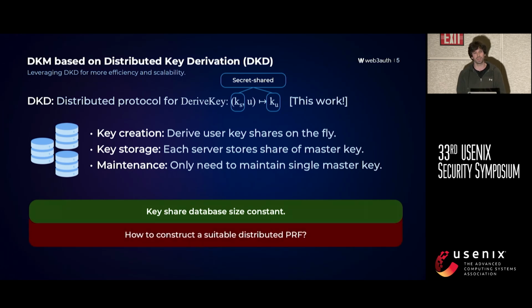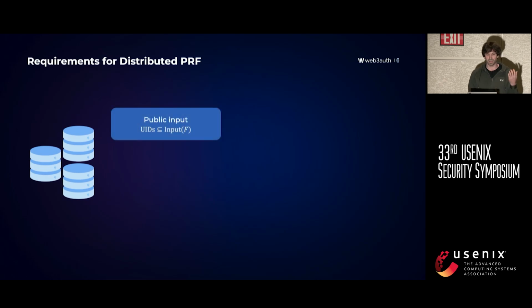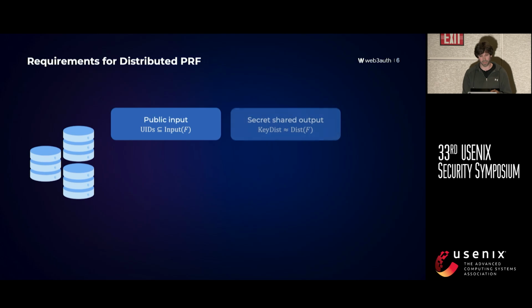Of course, now the question is, it would be nice to have this distributed key derivation protocol, but can we actually realize it efficiently and with all the properties we need for this specific application? So what are the properties that we need? One good thing is that the inputs to this, so I call it distributed PRF here because it's basically a PRF that we are using for realizing this, the input is public. It's the user identifiers. They're not secret. This makes a few things easier.